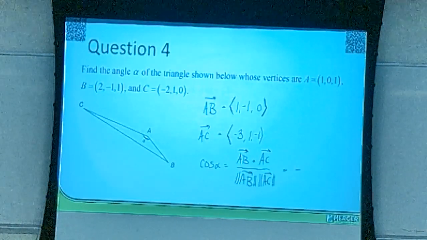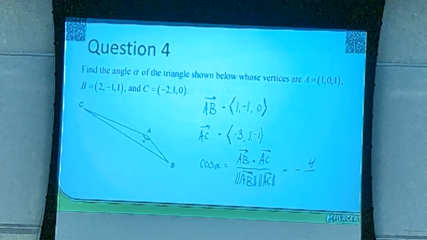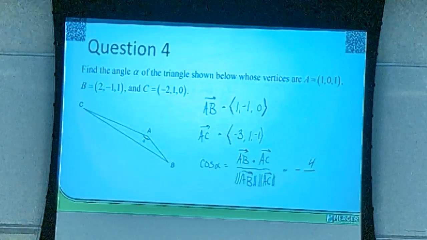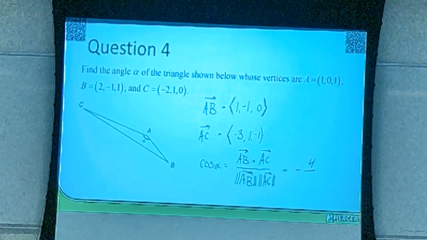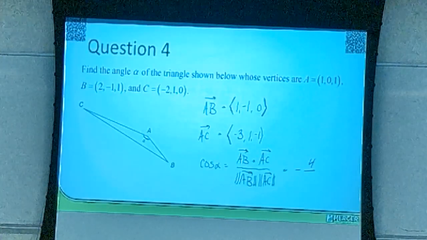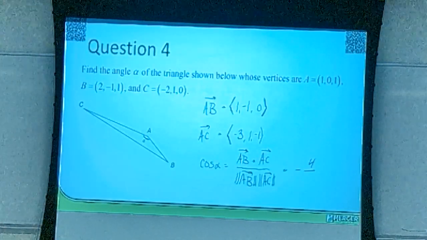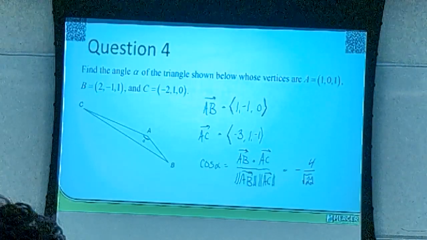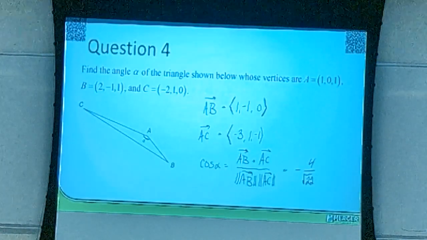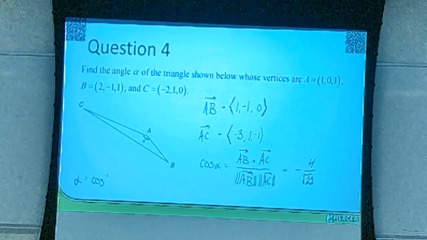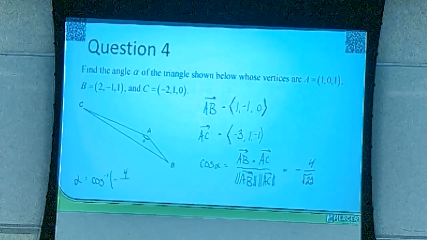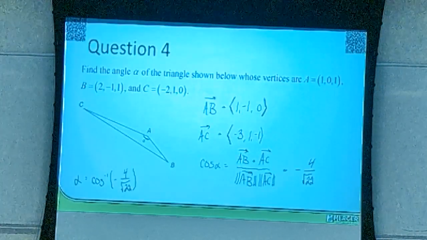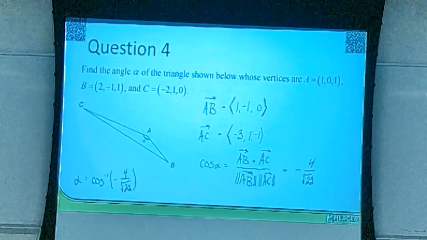The dot product should be -4. The length of AB is an easy one, that's just √2, right? The length of AC is √11. So that's -4 over √22. There's your angle: inverse cosine of -4 over √22.